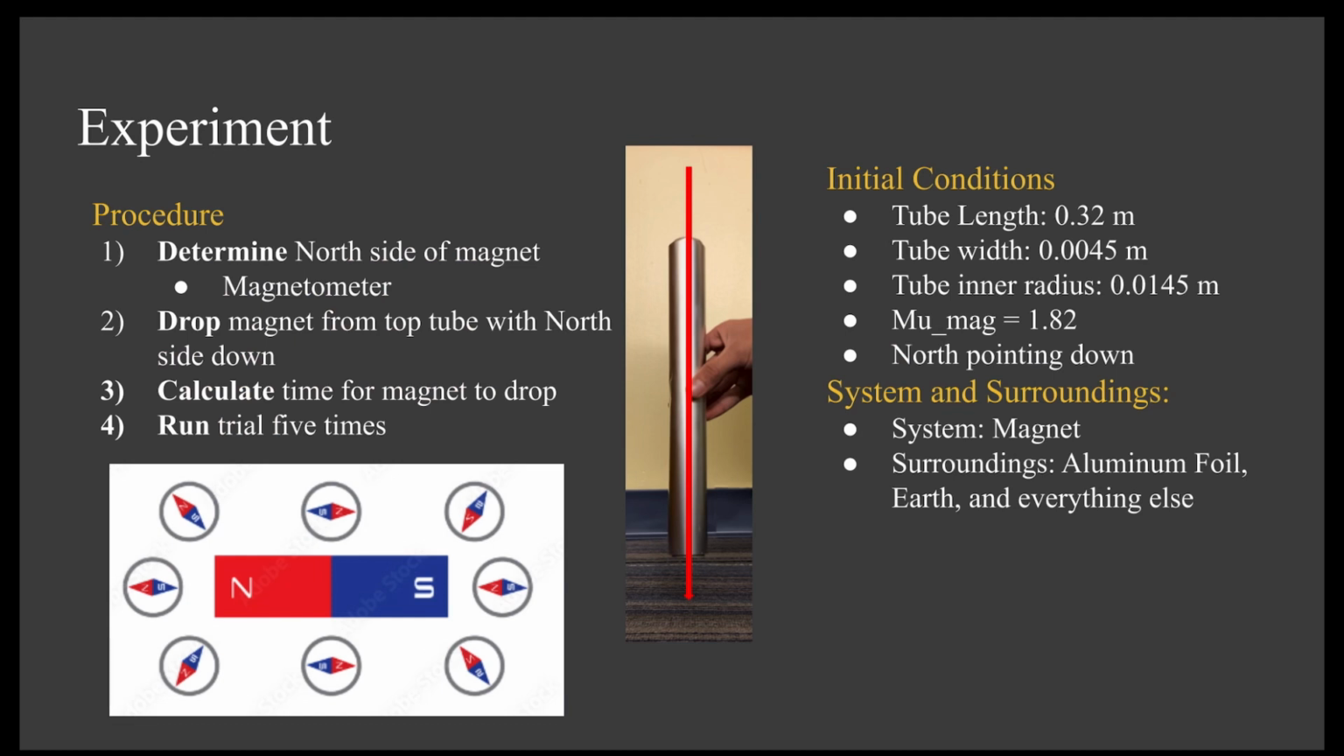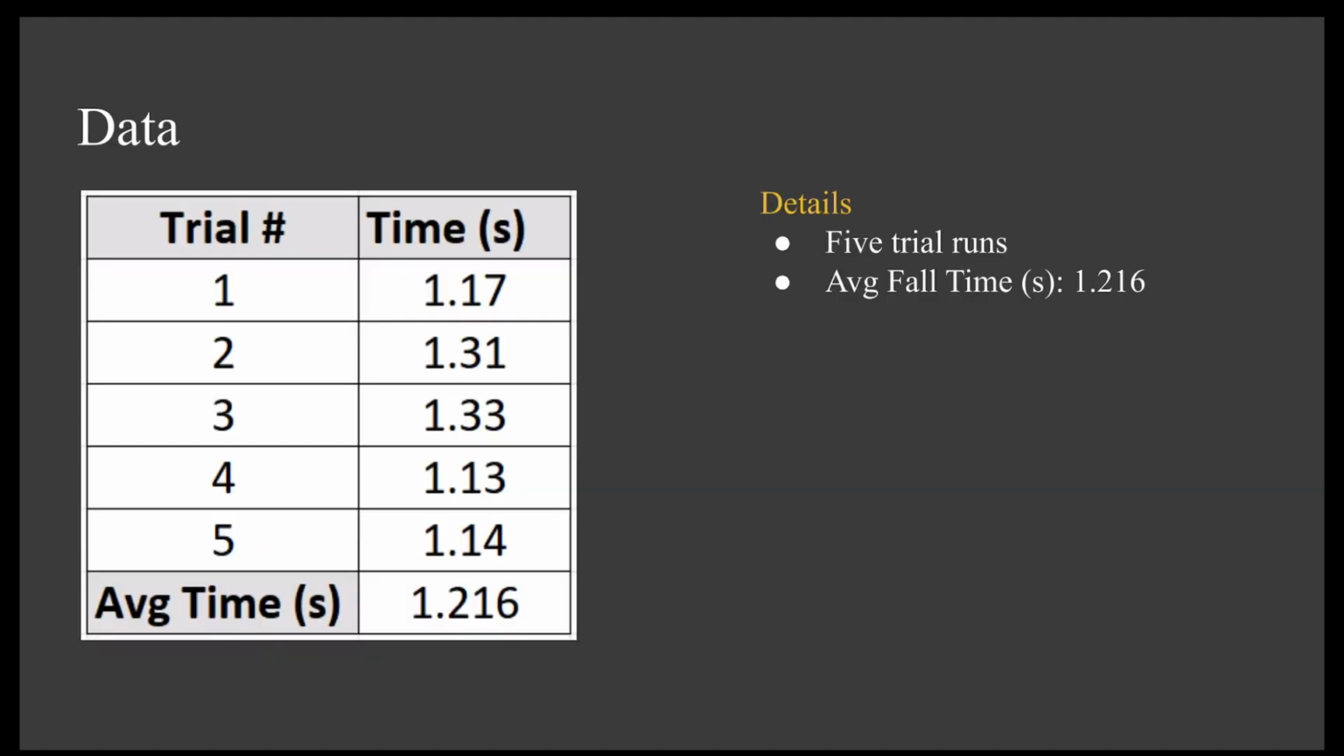The initial conditions in this experiment include the tube length, which is 0.32 meters, tube width, which is 0.0045 meters, the tube inner radius, which is 0.0145 meters, and mu magnet, which is 1.82, and this value was found from our lab 3 results. The system in this experiment is the magnet, and the surroundings include the aluminum foil and Earth's gravity, along with everything else in the world.